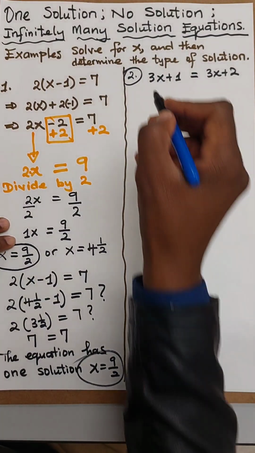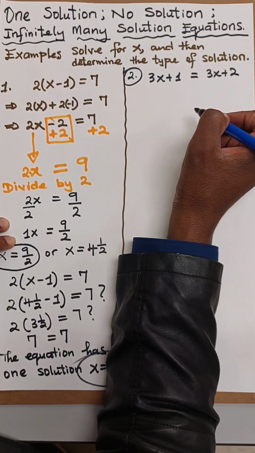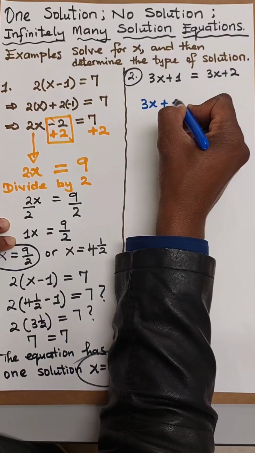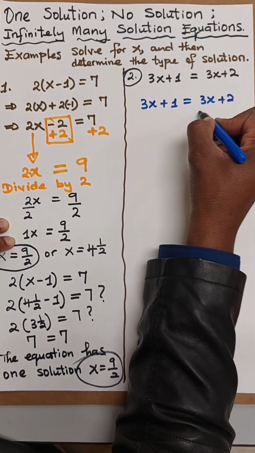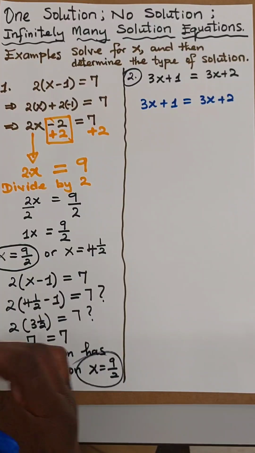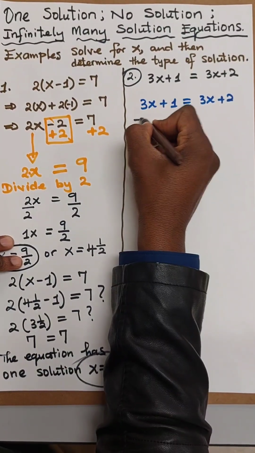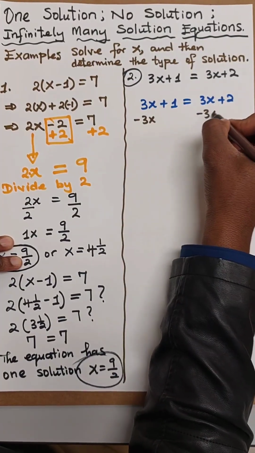from both sides. Now we have a 3x here and we have a 3x on this side. So let's go ahead and subtract. Remember, the original equation says 3x plus 1 equals 3x plus 2. So let's subtract 3x from each side and see what we get. So we go minus 3x, you must subtract the x term under the x term, minus 3x.